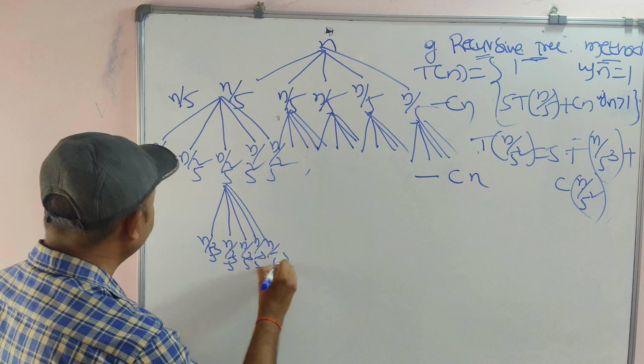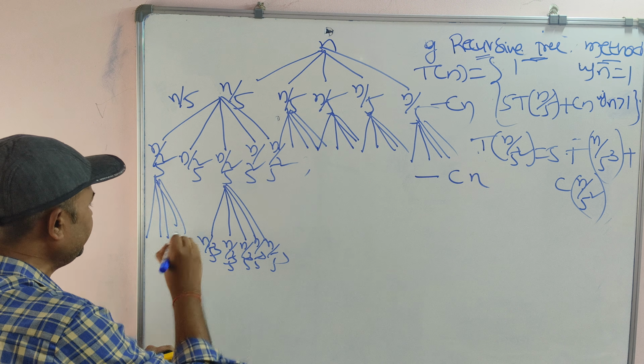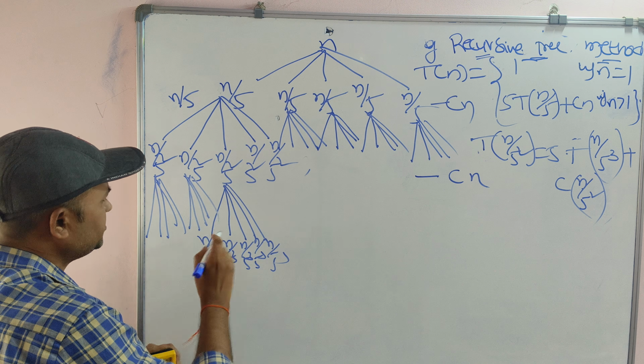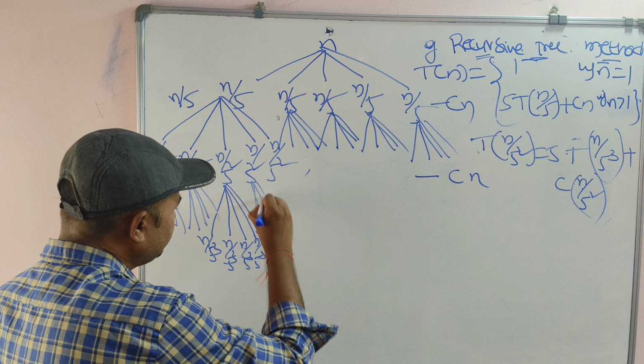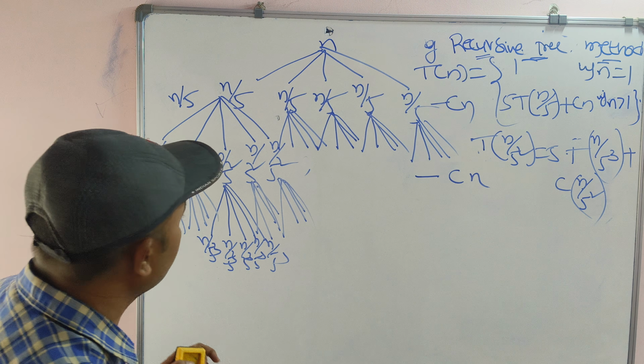So likewise, it will be divided into 5 parts. Each part will contain n by 5 cube elements. It will be divided into 5 parts, where each part will contain n by 5 cube elements.